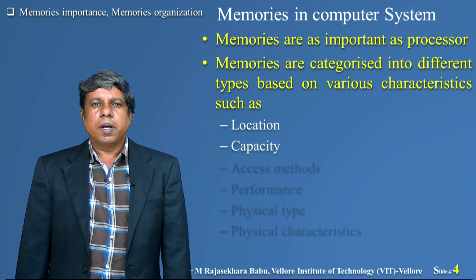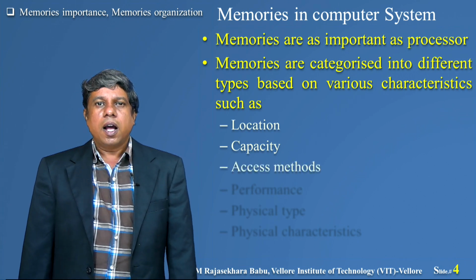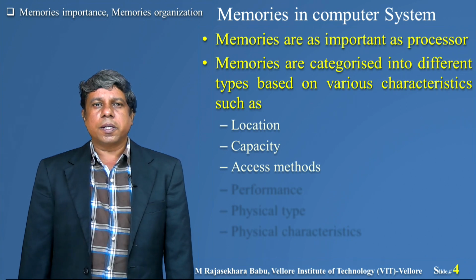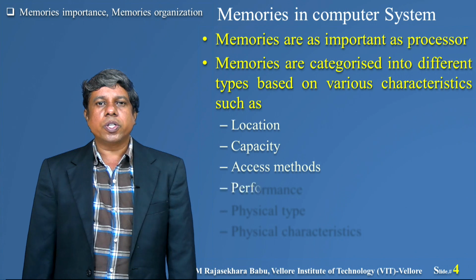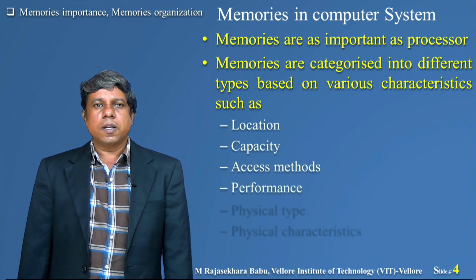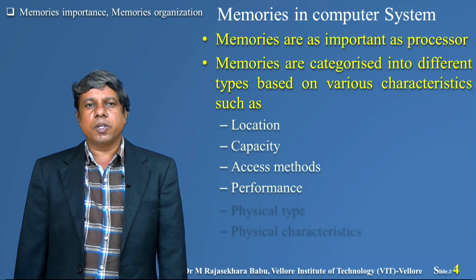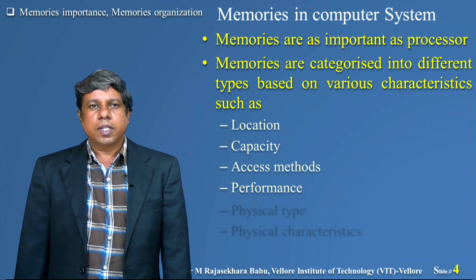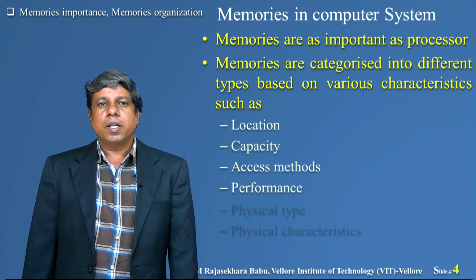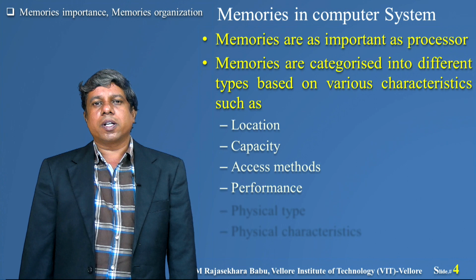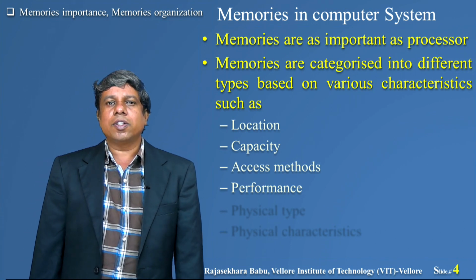Capacity could be measured in bytes, blocks and so on. And then access methods, there are various access methods: the first one is the sequential access, the second one is the direct access, third one is the random access, fourth one is the associative access. Performance is how these accesses retrieve the data. Performance could be measured by using various parameters like access time, the time required to access a particular location of the memory, and cycle time, the access time together with the time required to locate that particular record, and transfer rate, the rate at which data is transferred.